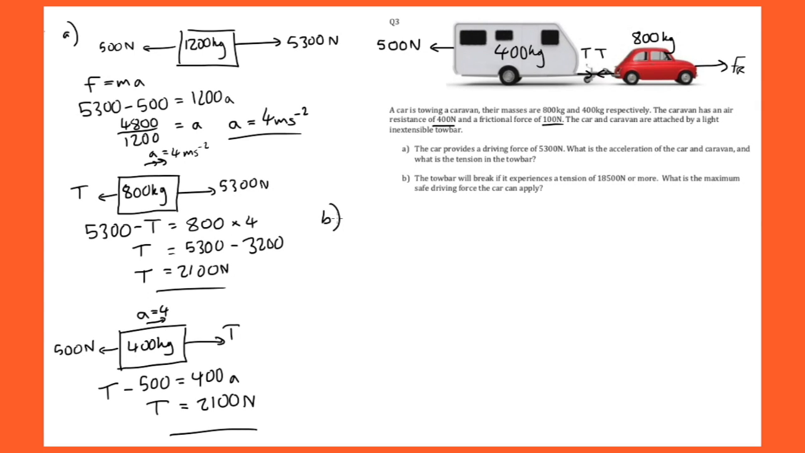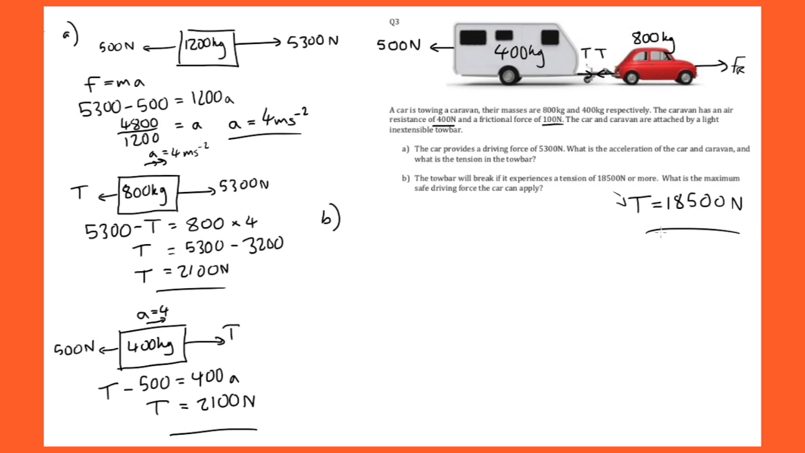Okay, so we're told that the tow bar will break if it experiences 18,500 newtons or more. That's a lot of force, a huge amount actually. But let's see what the maximum driving force we can apply is. So if we set this up as working through the same equation as before, but we say that the tension is this amount, so we'll say that T equals 18,500. That will show us what the maximum force is going to be.